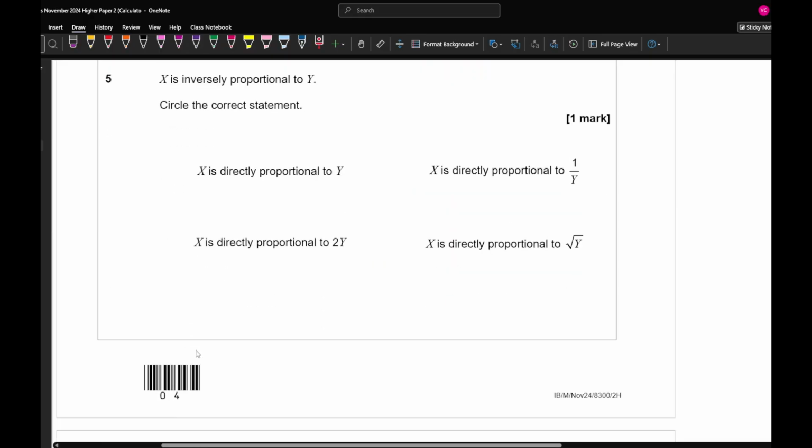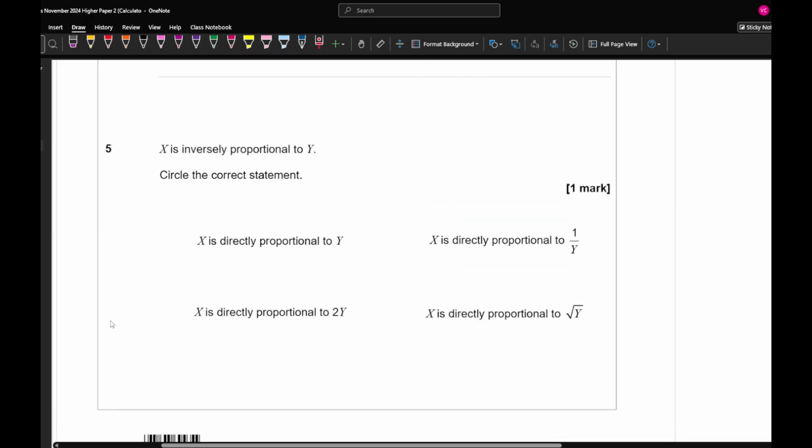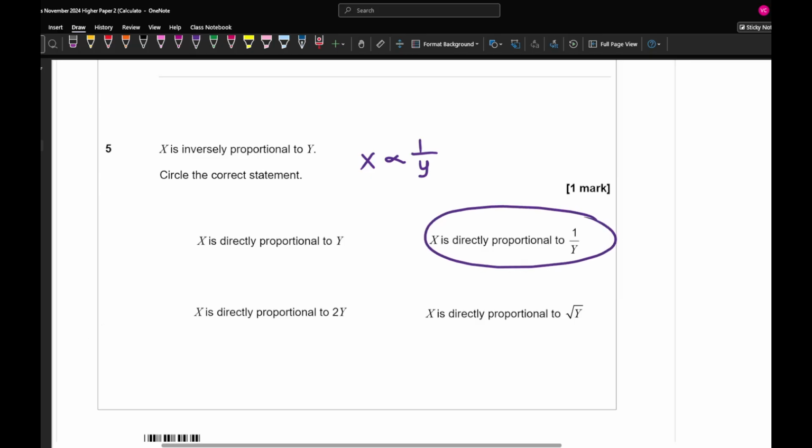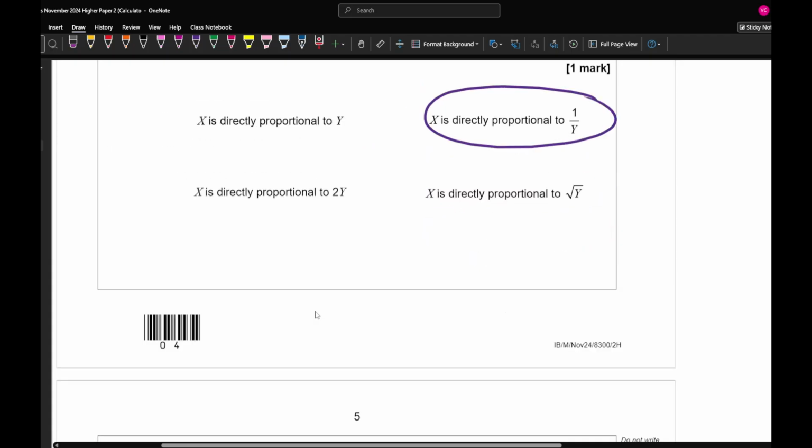Moving on to question 5, it says x is inversely proportional to y. Circle the correct statement. Well, if x is inversely proportional to y, then this is what we're actually looking for, in which the one that we need to circle is going to be our top right hand option.